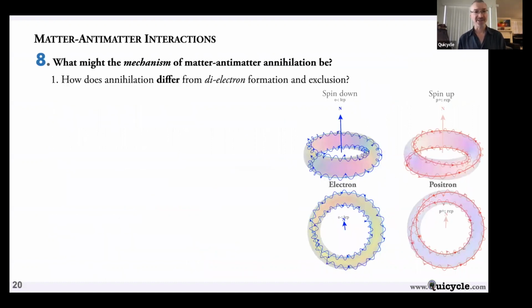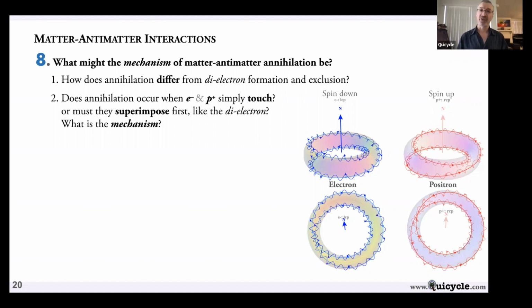So question number 8. What might the mechanism of matter-antimatter annihilation be if we could conjecture such a thing based on this foundation? How does it differ from the case of the di-electron formation and the Pauli exclusion? Because in Pauli exclusion, when you superimpose two electrons in the same state, they don't annihilate, they simply repel. So what's different here? Another question that implied itself is, does this annihilation occur as soon as the electron and the positron touch each other, or must they first superimpose like they do in the case of the di-electron? And if so, what is the mechanism of the annihilation?